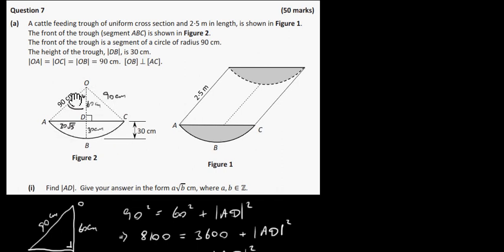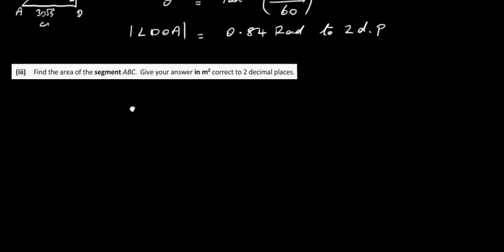It's a sector of a circle. But the area of the trough here that we're talking about is the segment. So we've got to find the area of this segment here. So what I'm going to do here is find the area of this sector here. Then I'm going to find the area of this triangle here, and I'm going to subtract the 2 areas. So to find the area of the sector first, that's what I'm going to do. So let's have a look at that.